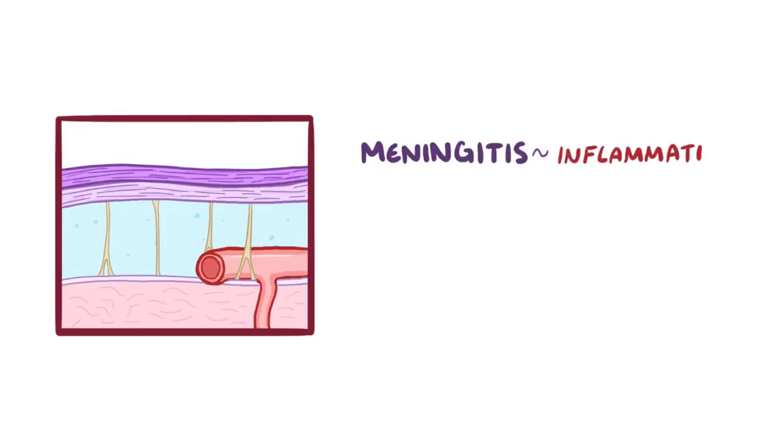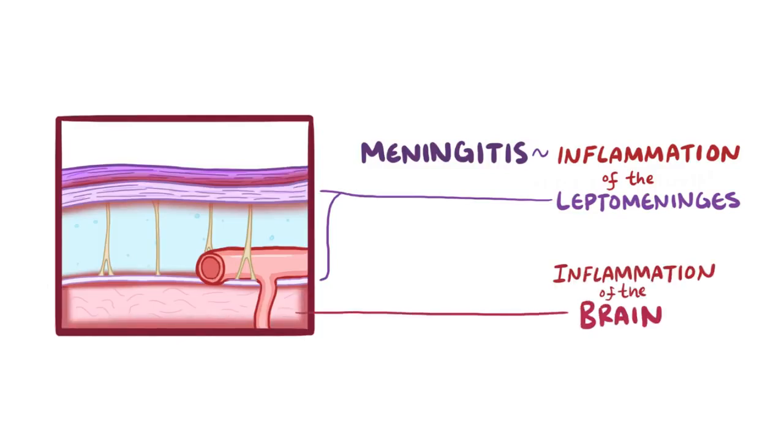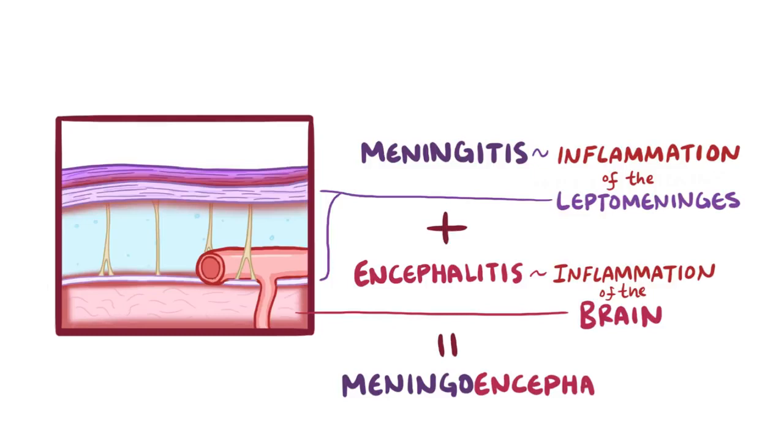Meningitis is the inflammation of the leptomeninges, which remember are the inner 2 membranes around the brain and spinal cord. It is not the inflammation of the brain itself. That's encephalitis. But sometimes they can happen together, and when that happens, it's called meningoencephalitis.